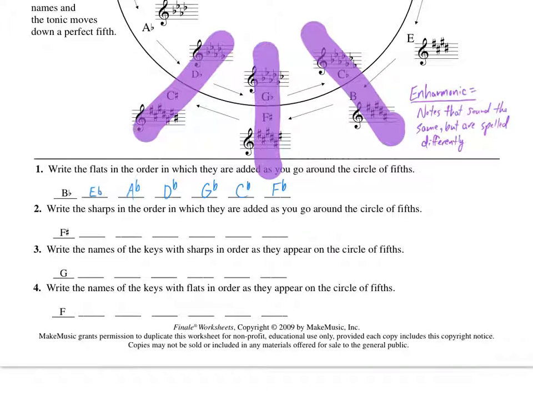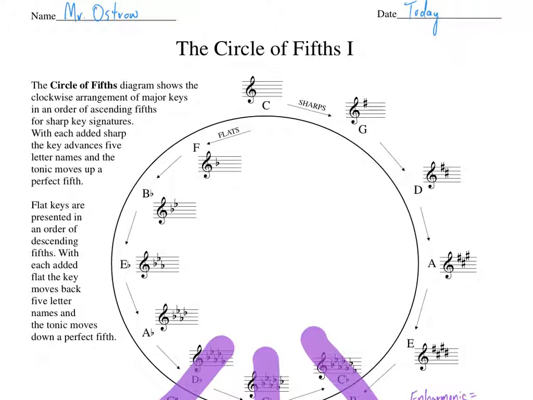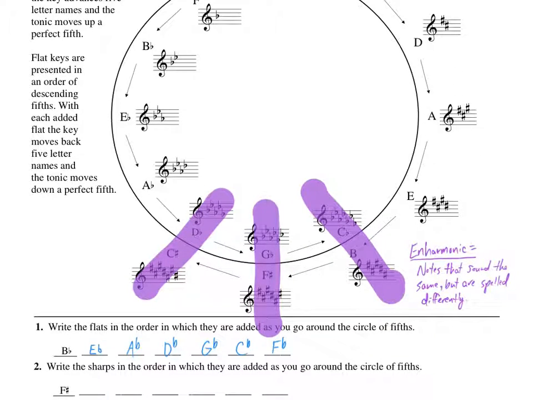Number 2, write the sharps in the order in which they are added as you go around the circle of fifths. So I'm going to do the first one for you, and you can do the next one, okay? Let's scroll up. We know that we're going to have F sharp first. Fat cat, so we're going to have a C, and then looks like a G, it's on top, and then something here, and so forth.